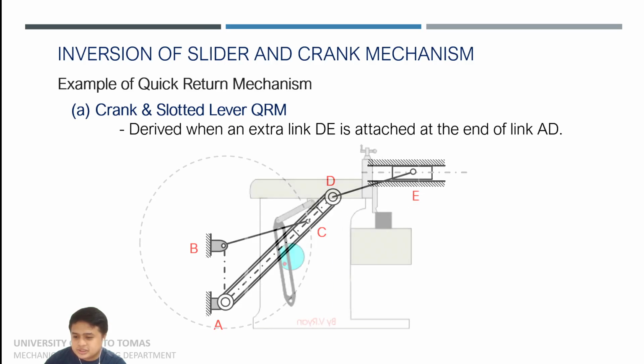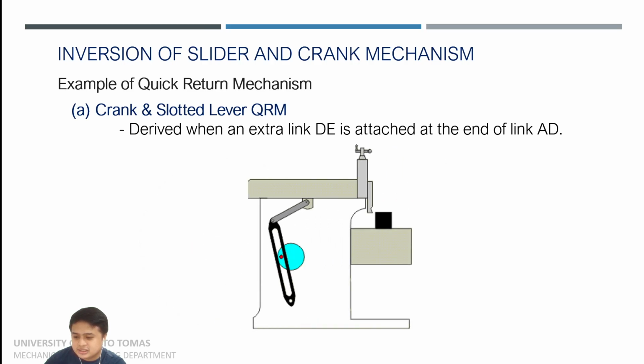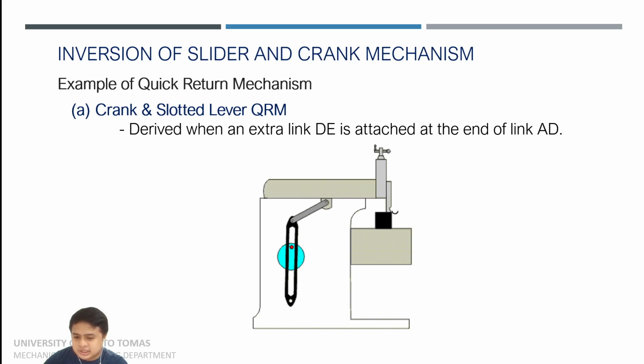Comparing this to this, you can rotate this BC length, and A and B are fixed, as you can see here. Then you can create this quick return mechanism. It will quickly return after that long revolution. That's it for the crank and slotted lever.